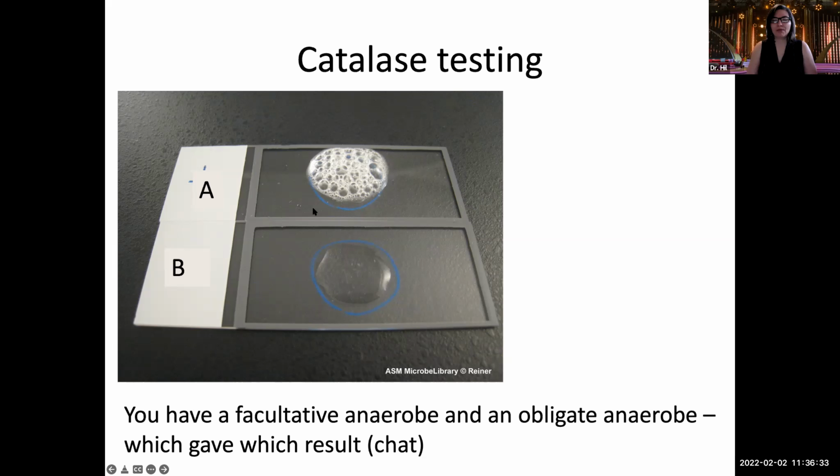So many of you are saying that A is the one that bubbled. A is the facultative anaerobe. The one that bubbled was the facultative anaerobe, and B is the obligate anaerobe. How do we know that? How do we know that the obligate anaerobe, for instance, definitely doesn't have bubbles? Raise your hand.